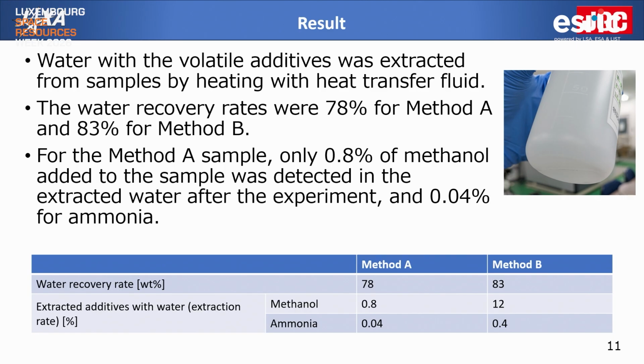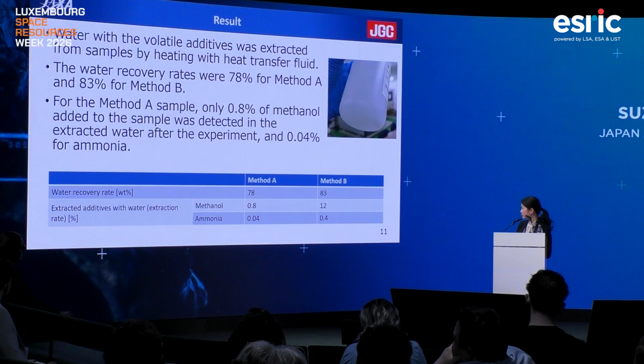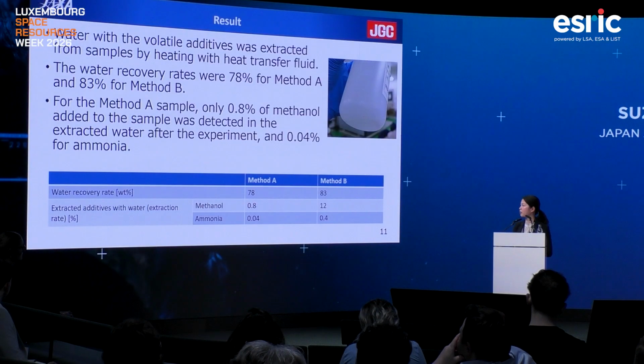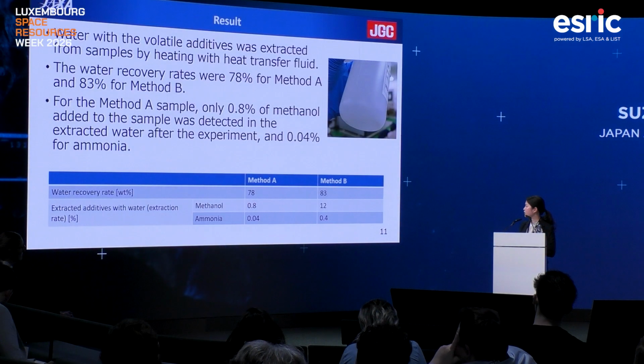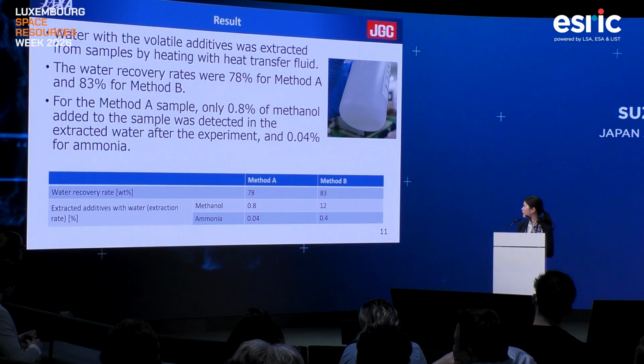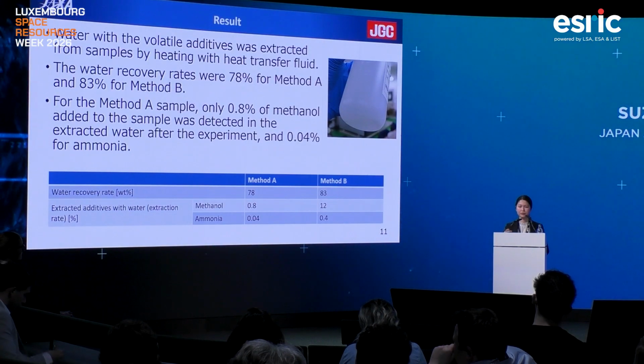And for the method A sample, only 0.8% of methanol added to the sample was detected in the extracted water after the experiment. And for ammonia, it was only 0.04%. And for the method B sample, methanol was 12%, and ammonia 0.4%.